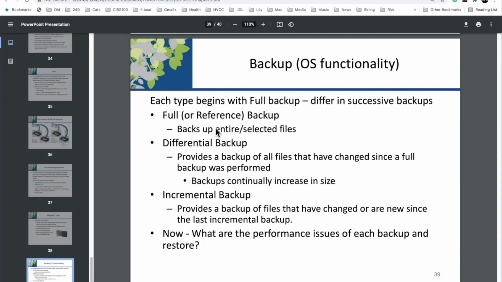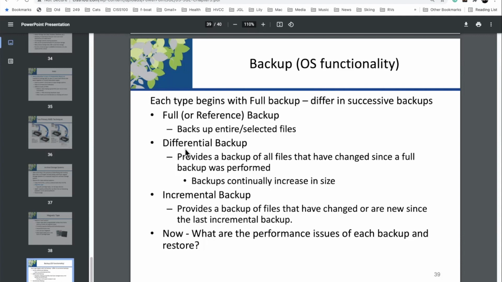Give the example from Amazon's perspective. Amazon brings in millions of dollars every minute. They cannot afford to be down. Every lost minute is millions of dollars. So if you think about restoring, the opposite direction of backing up, well, with a full backup, you just restore it. Fine, you're done.